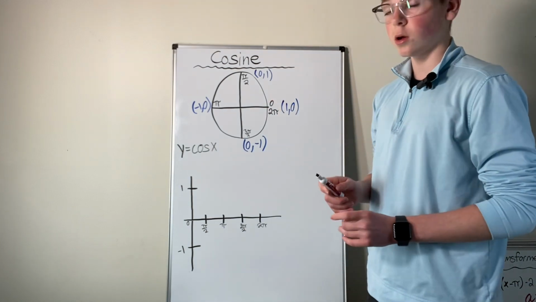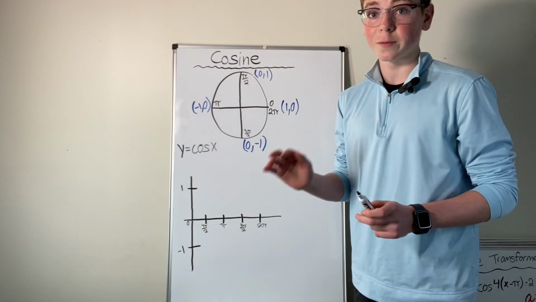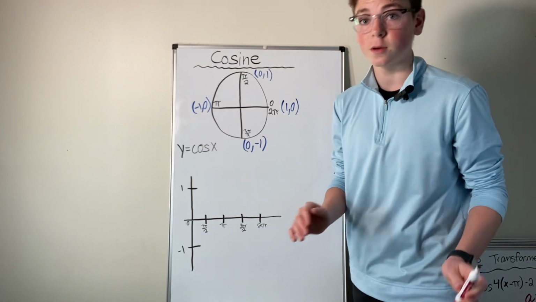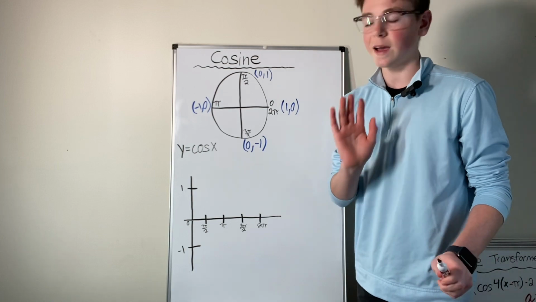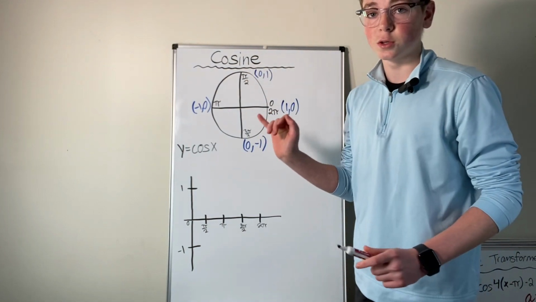So we have our unit circle. Again, we need 5 main points to get the curve. We don't need to graph pi over 2 over 2. We just need 5 points. We need 0, pi over 2, pi, 3 pi over 2, and 2 pi.